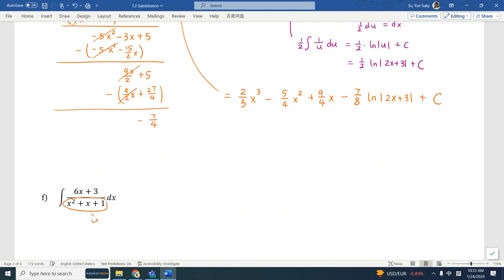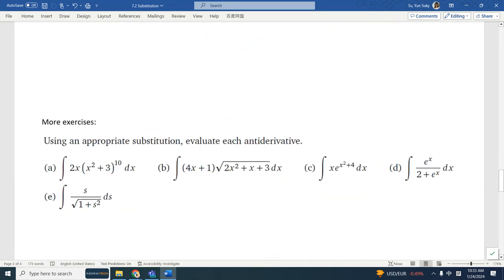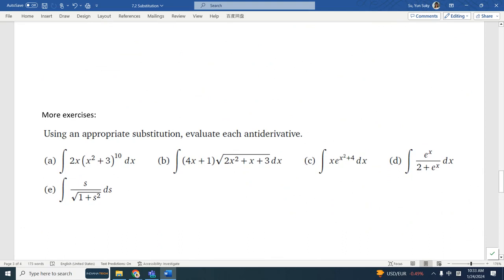So U is usually in the denominator or inside the power, like inside the square root or cube root, or if you have an exponential function, it's on the exponent of the exponential function. Okay, so that's your U. All right, how about this? Okay, how about I ask you one by one? What is your U? x squared plus 3. Good. That's the U. And what's the U?